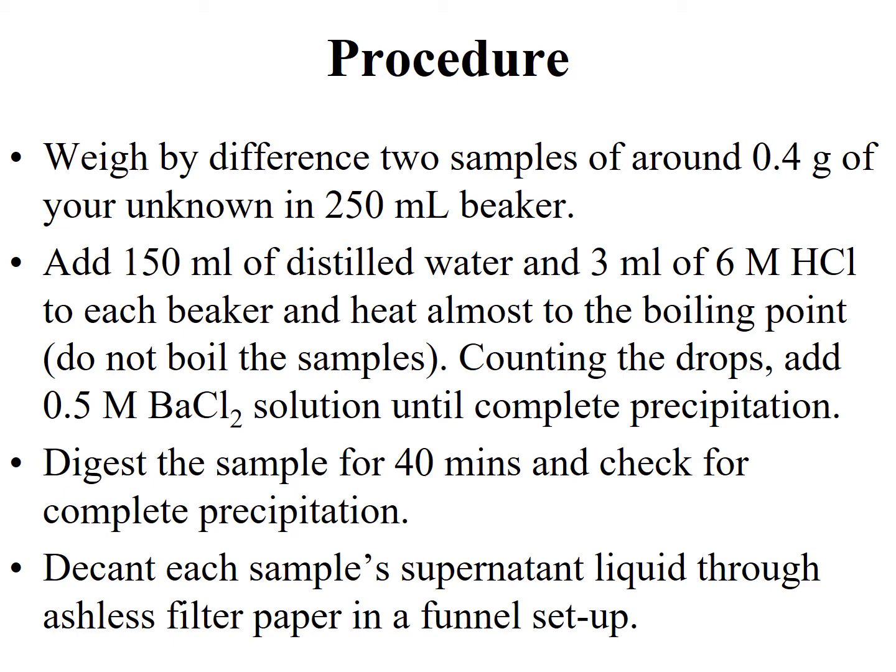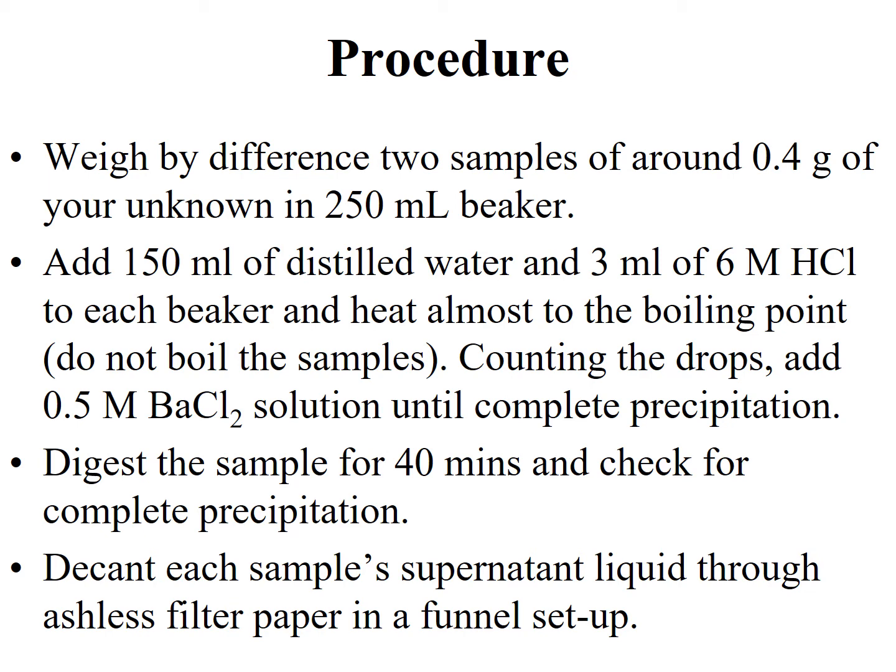The barium ion will react with the sulfate in your sample, and you're going to form the barium sulfate. Then use a small flame to keep the solution just below the boiling temperature. You digest the sample for 40 minutes. When you do digestion, it helps give you purer and larger crystals. Then after 40 minutes, you check for complete precipitation by adding some drops of barium chloride.